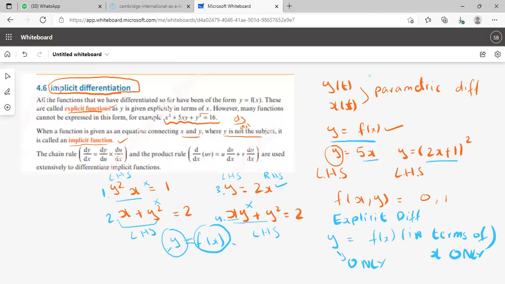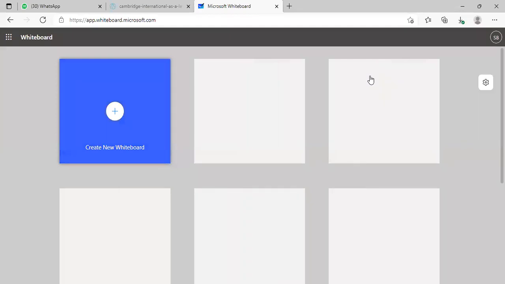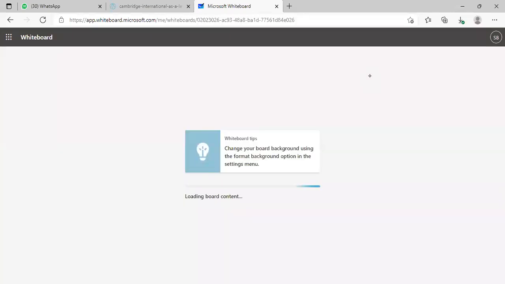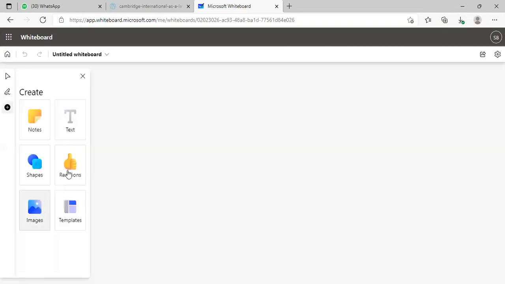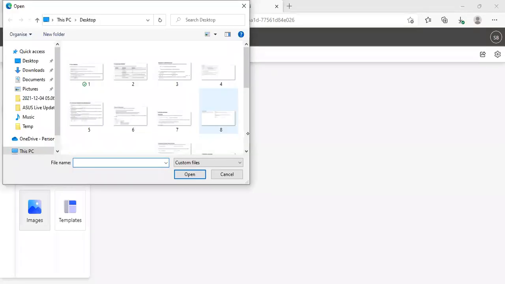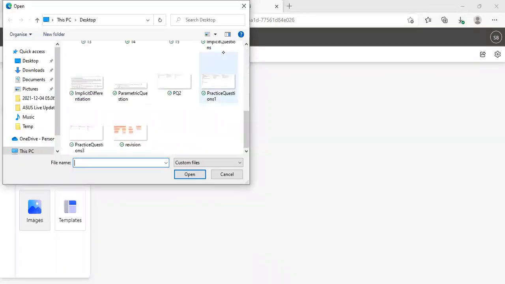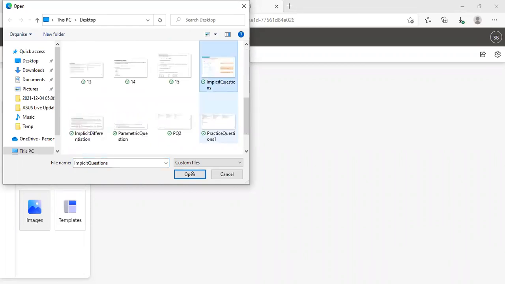Implicit functions are a new type of functions. Okay, let's just talk about an example. You will get a better idea. Let me just take out the question now. Okay, this is the last question for today. Implicit question. This is the file.